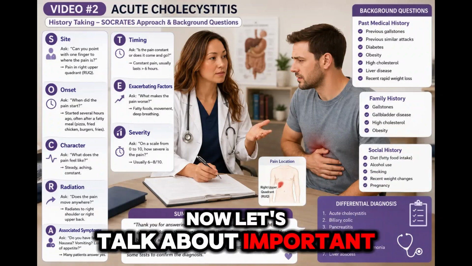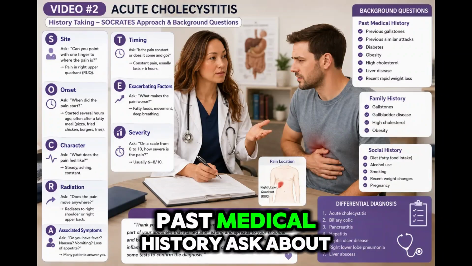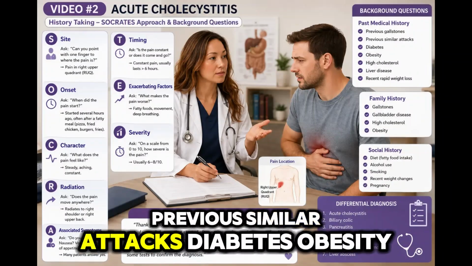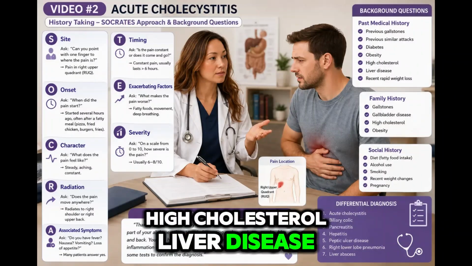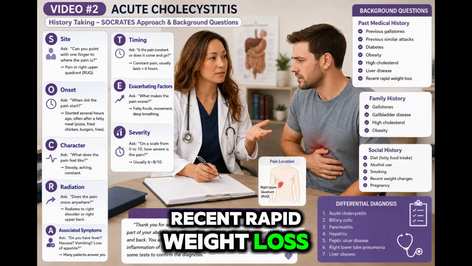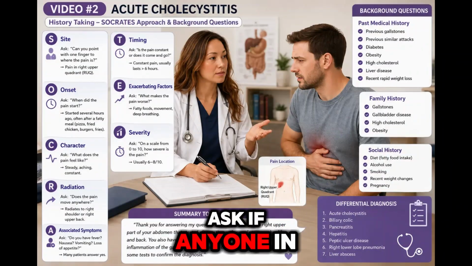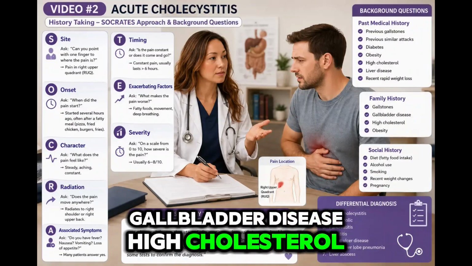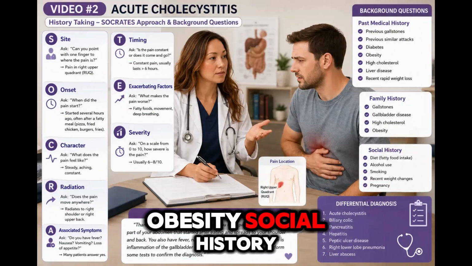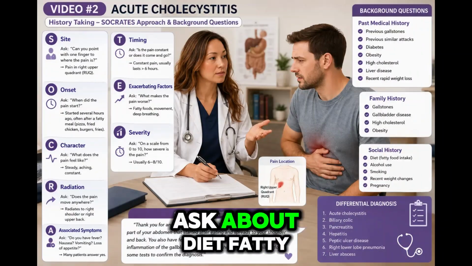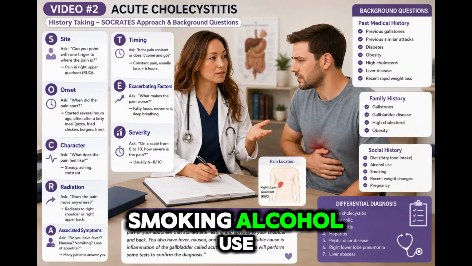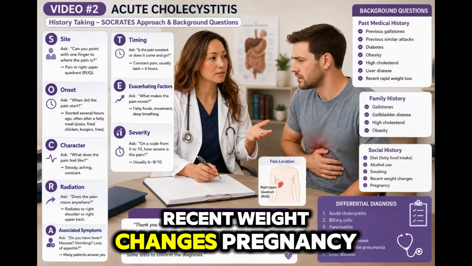Now let's talk about important background questions. Past medical history. Ask about previous gallstones, previous similar attacks, diabetes, obesity, high cholesterol, liver disease, recent rapid weight loss. Family history. Ask if anyone in the family has gallstones, gallbladder disease, high cholesterol, obesity. Social history. Ask about diet, fatty food intake, smoking, alcohol use, recent weight changes, pregnancy.